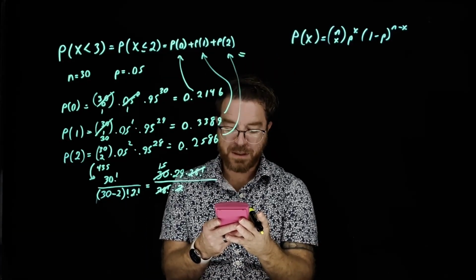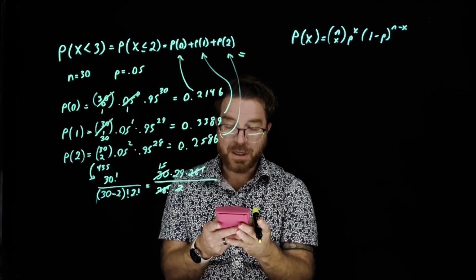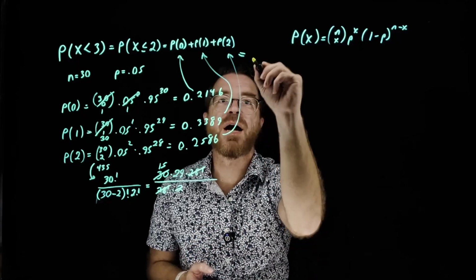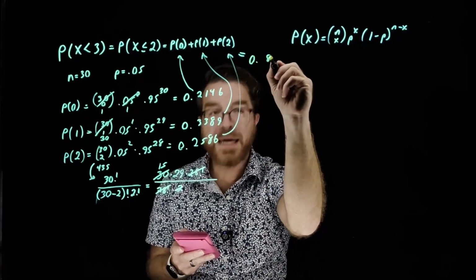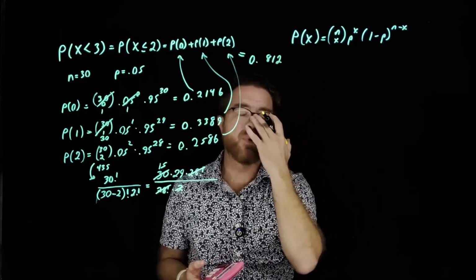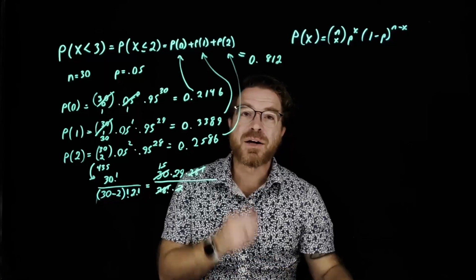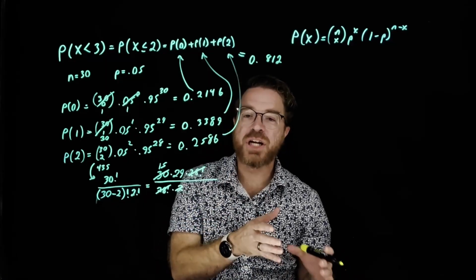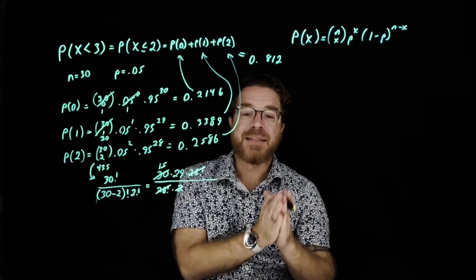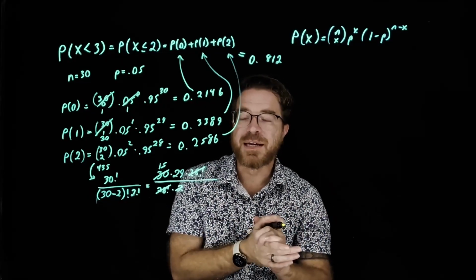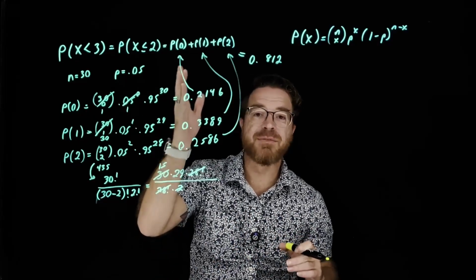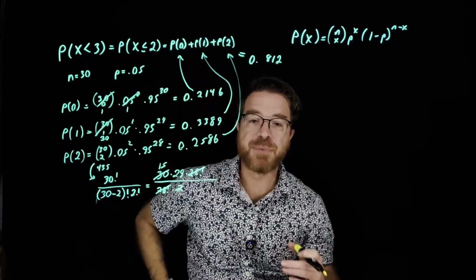0.2146 plus 0.3389 plus 0.2586. When I add all these up together, I will get 0.8121, which, of course, if we round to 3 decimals, will be 0.812. That means that there is an 81.2% chance that if there is a 5% defective battery rate, they would accept a given shipment when they test 30 of these, with the criteria that they will accept it if there are 0, 1, or 2 defective batteries in the batch.